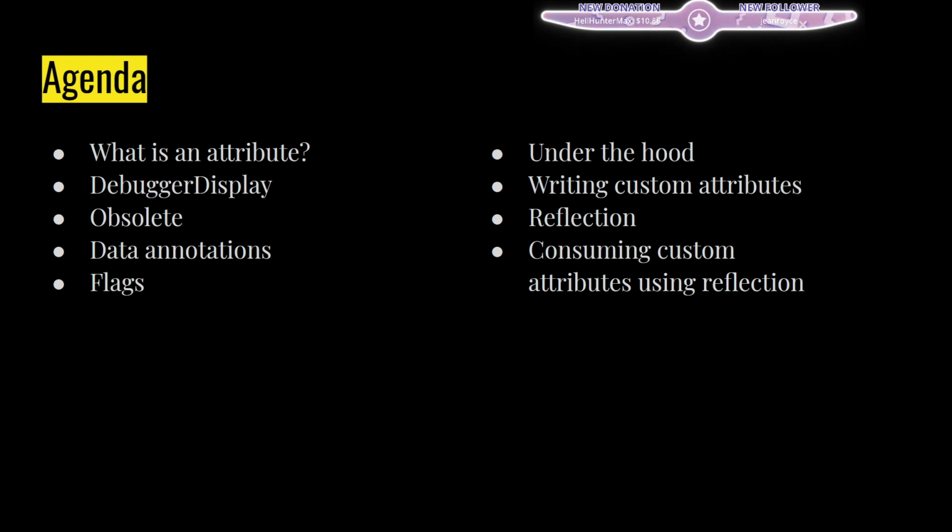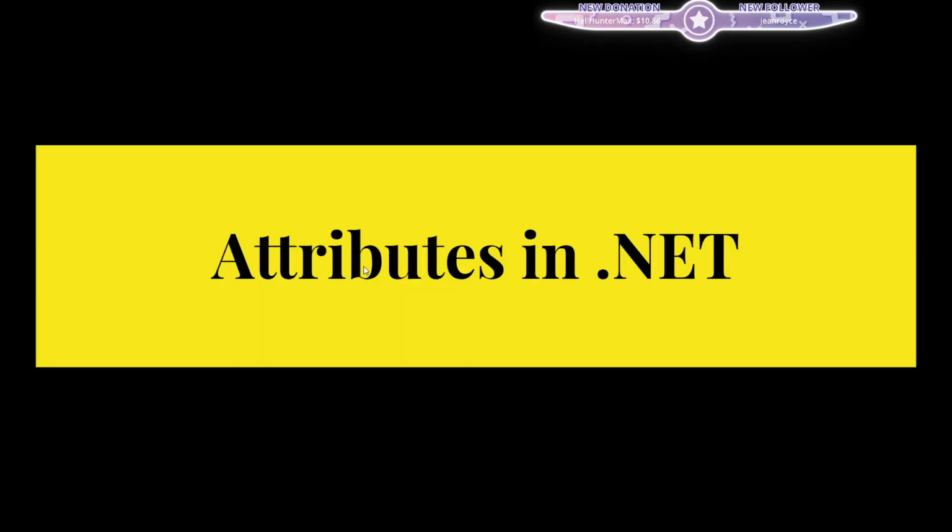how to implement your own attributes, how they work under the hood, a little bit about reflection, and how to consume the attribute. We'll try to reverse engineer the data annotations attribute, the data annotations validator, and see how it works under the hood. So let's get to it.